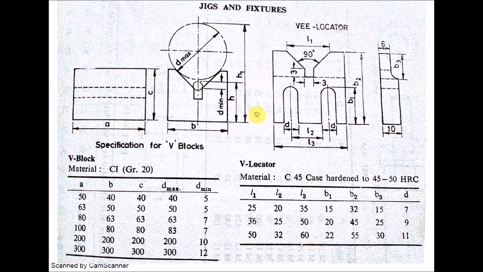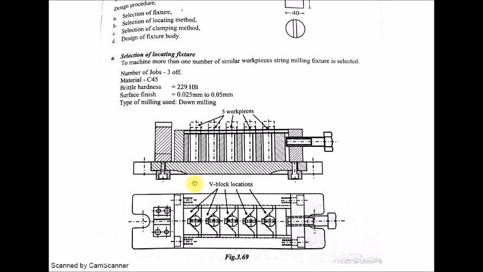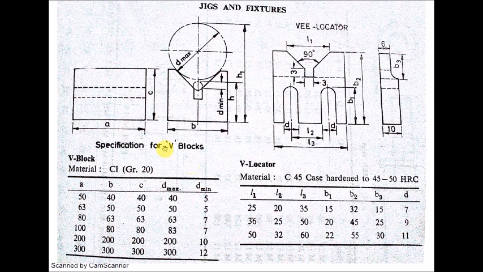If you see from this side, if this is the base portion, because the V block will be located either on top, the workpiece may be kept here on top of the V block, or it can also be kept on its side. And it can also be kept on this side. So here, this indicates the height of the V block.